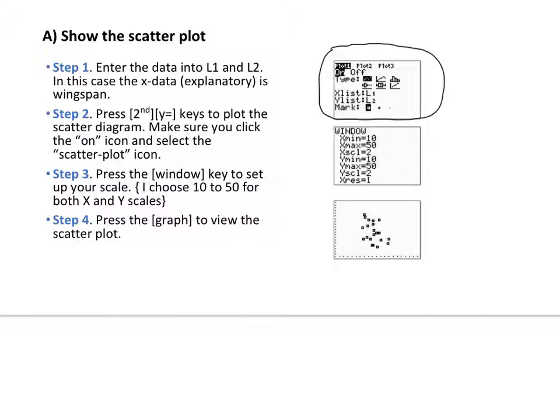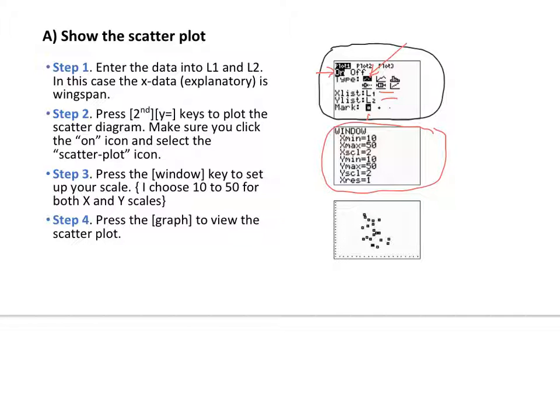And in this screen, we make sure that the plot is on. We choose the first icon, which is the scatter plot icon. We get the X list L1 and L2 is the Y list, and we leave the mark alone. Once we finish with this screen and this plot, we press the Window key, which is the next key to the Y equal key, and we choose our scale.